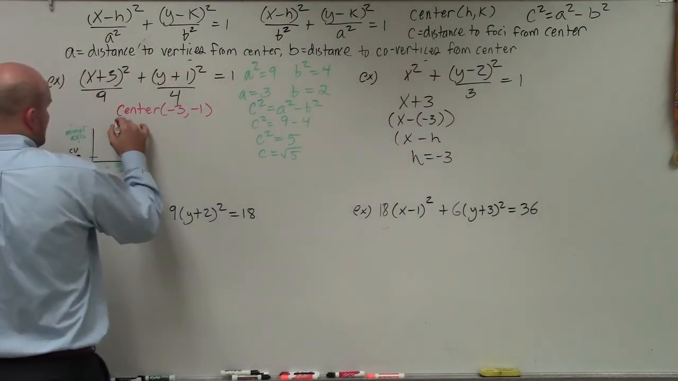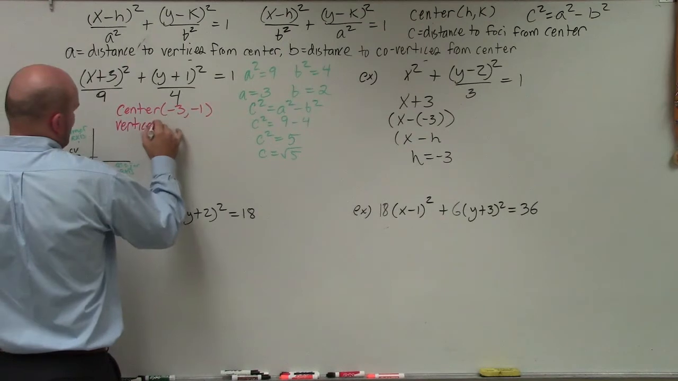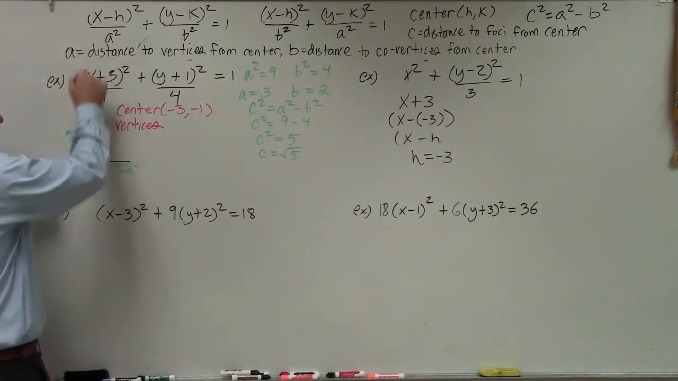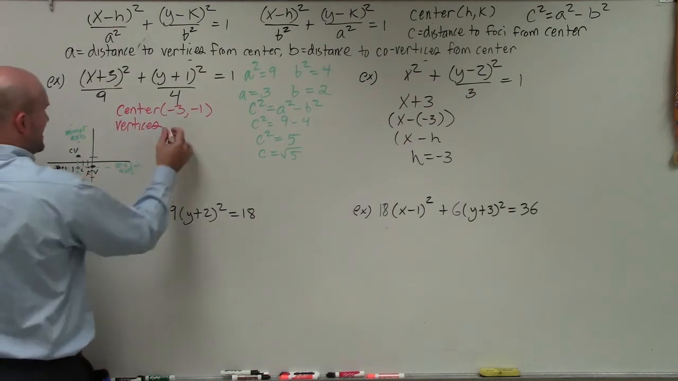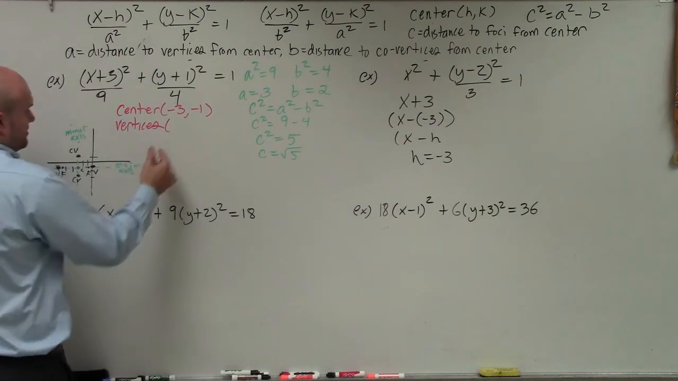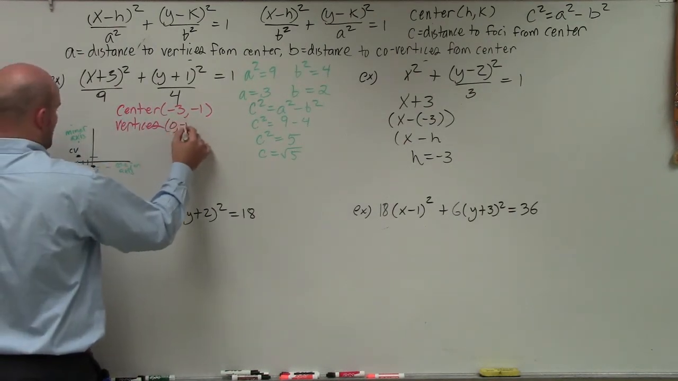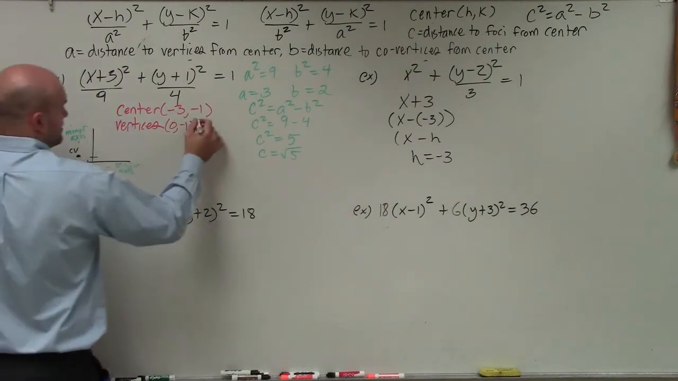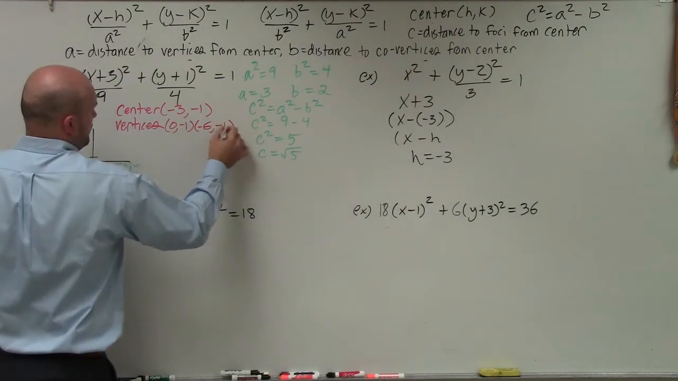All right, so my vertices, again, from the center are 3 units left and right because the major axis is horizontal. So my vertices end up giving me 0, comma, negative 1. And it looks like 1, 2, 3, 4, 5, 6, negative 6, comma, negative 1.